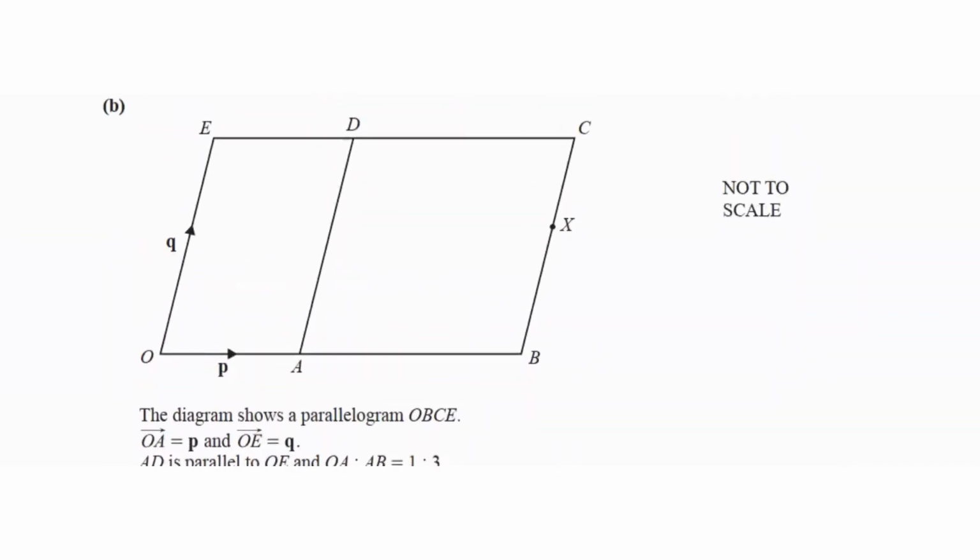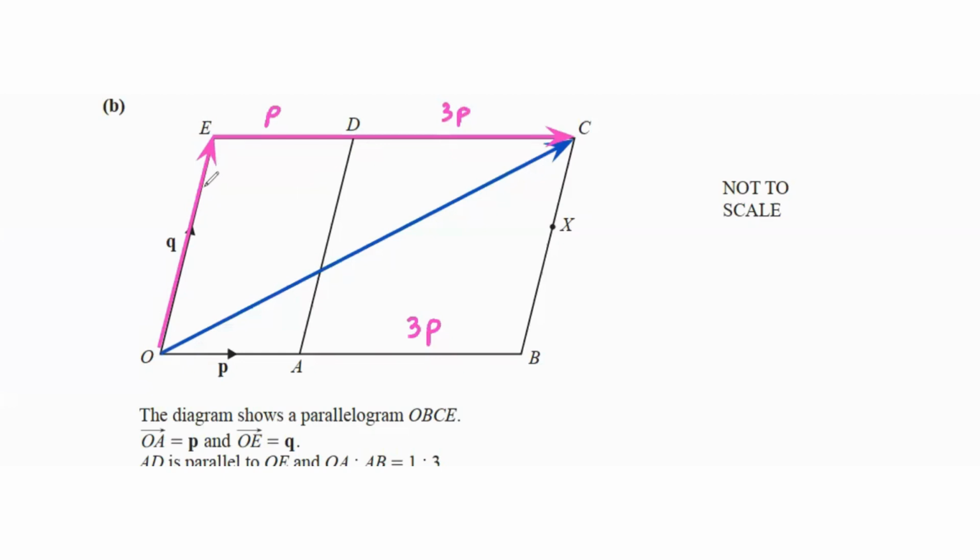So OC is basically this. The route I'm going to take is from O to E and then from E to C. Since it's a parallelogram, OA is P, so ED would also be P. OE is Q, so this would also be Q, like the entire BC. It says OA to AB is 1:3, which means this is 3P. Hence, this would also be 3P.